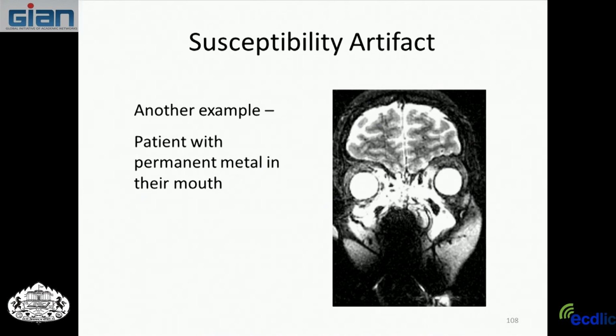Okay, here's another example, a patient with permanent metal in their mouth. This causes susceptibility artifact from the metal. What you can see here is that you actually get a big black hole there.